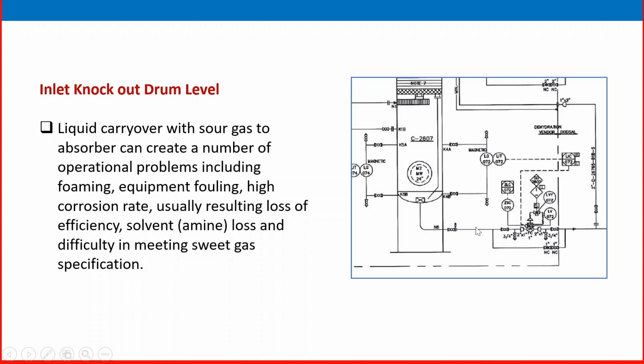If this liquid removal is not working here, it will create a number of operational problems, including foaming, equipment fouling, high corrosion rate, usually resulting in loss of efficiency and amine loss. So it affects meeting the sweet gas specification and the absorption efficiency.